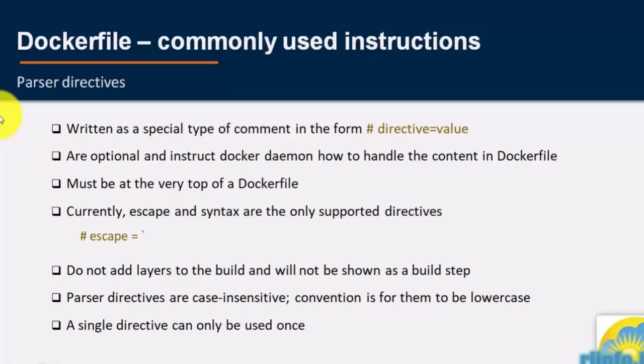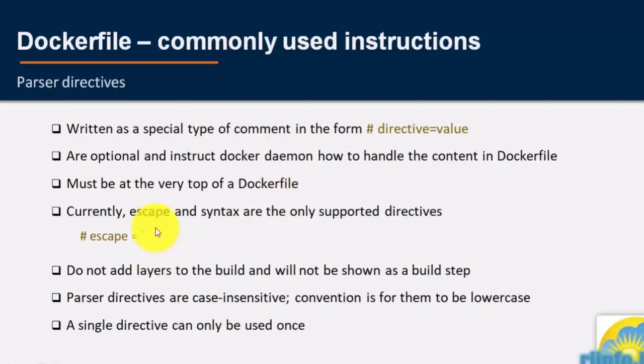Parser directives are written as a special type of comment in the form # directive=value. Parser directives are optional and instruct Docker's daemon how to handle the content as per the directives. They impact the subsequent lines of the Dockerfile, and therefore parser directives must be at the very top of the Dockerfile. Once a comment, empty line or builder instruction has been processed, Docker no longer looks for parser directives. Instead, it treats anything formatted as a parser directive as a comment and does not attempt to validate it, whether or not it might be a parser directive.